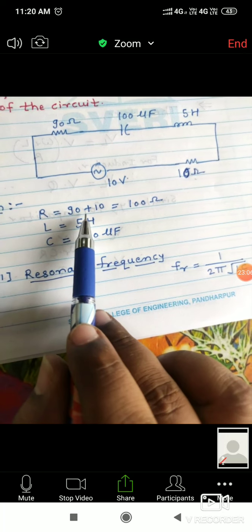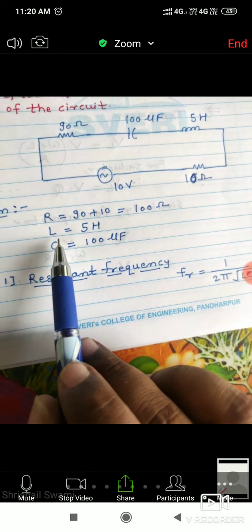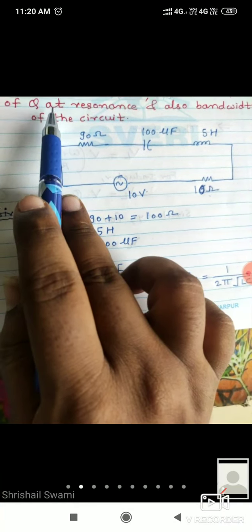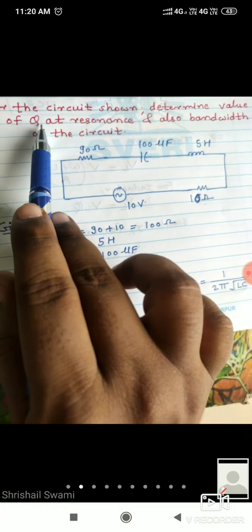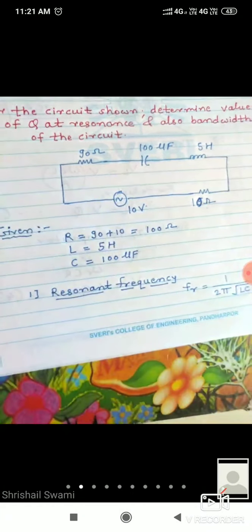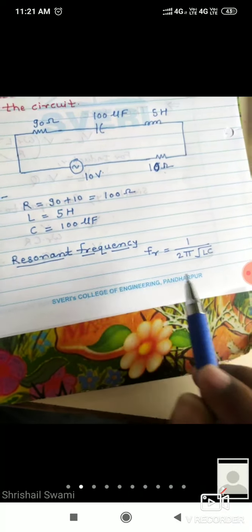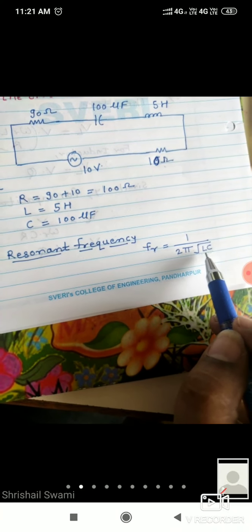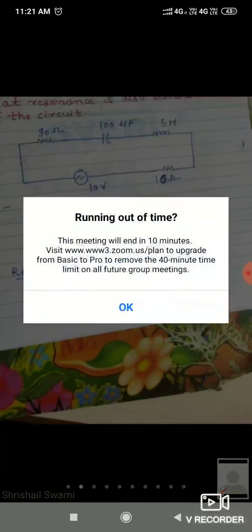So R is equal to 90 plus 10, that is 100 ohm. L is equal to 5 Henry, and C is equal to 100 microfarad. First of all you have to find the resonance frequency, because without finding this you cannot find the Q at resonance, and without finding Q you cannot get the answer of bandwidth. So FR is equal to 1 upon 2 pi into under root LC. L value is given, C value is given, put the values and get the answer of FR.